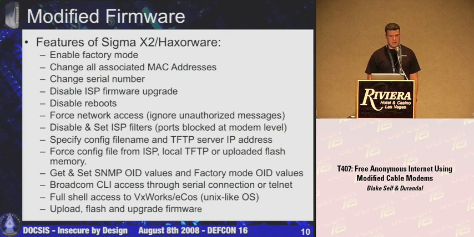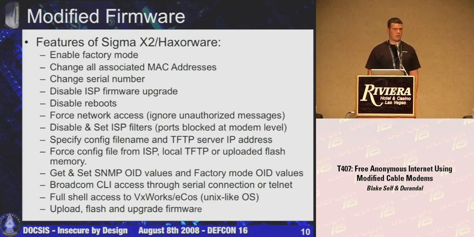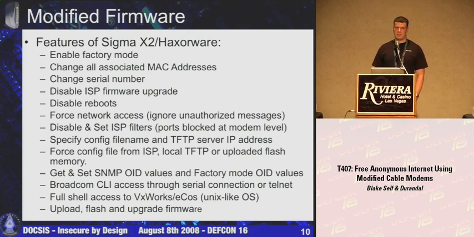Well, you can remove that. You can specify a config file name. So let's say you don't like the config you're getting, config being your speed. Well, you can specify a TFTP server and an IP address. Say, hey, use this one instead. On the same lines, you can download a config file and then upload that to the modem's memory and say, hey, don't even bother grabbing one each time, just use this one.